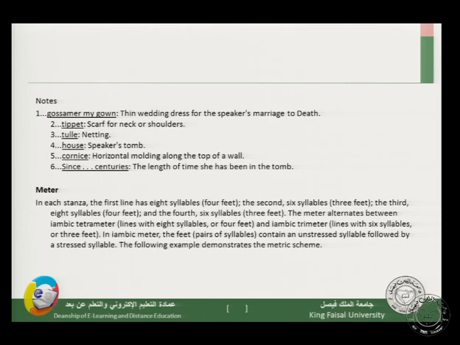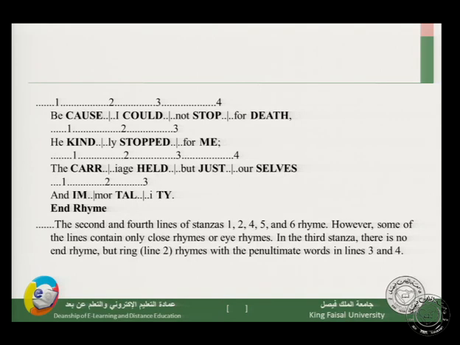Look at the example of what we call iambic tetrameter. Iambic tetrameter. Because I could not stop for death. See? The 'be' is unstressed.